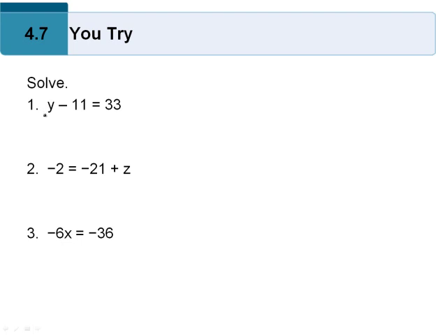So we want to get the y by itself. Y minus 11 equals 33. So I need to add 11 to both sides. So y comes down, and it equals 44.